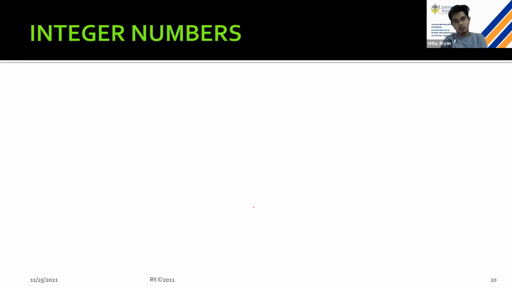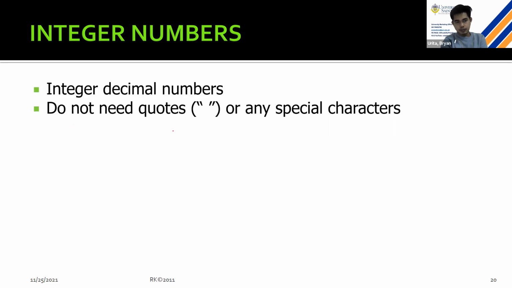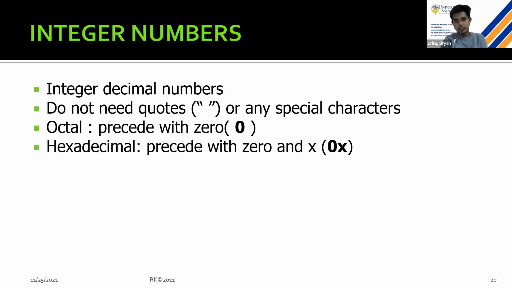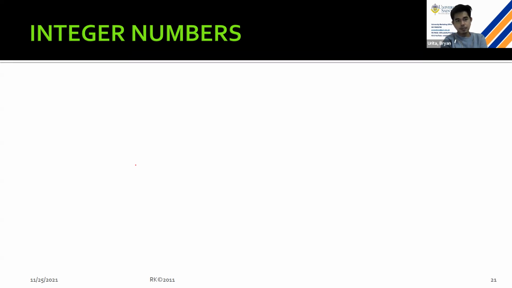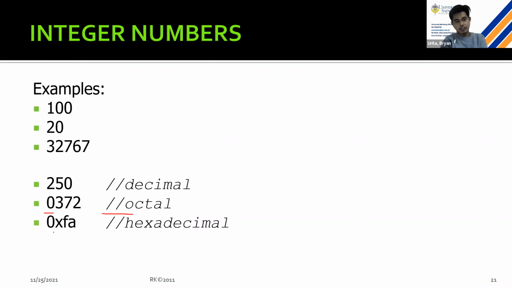Let's have these integer numbers. Integer decimal numbers do not need quotes or any special characters. If you want octal number, proceed with 0. Hexadecimal, proceed with 0 and x. Example, 120. These are decimals. Okay. This is now octal. It starts with 0. And this is now hexadecimal because it starts with 0x.